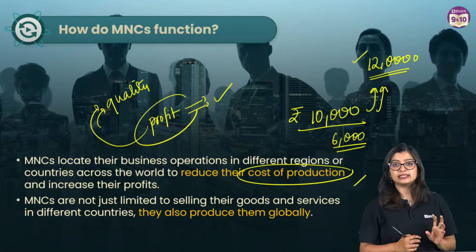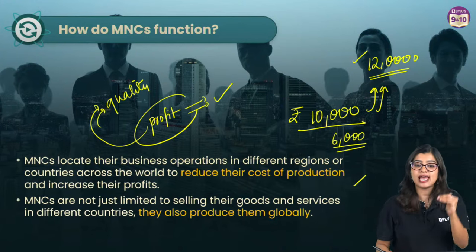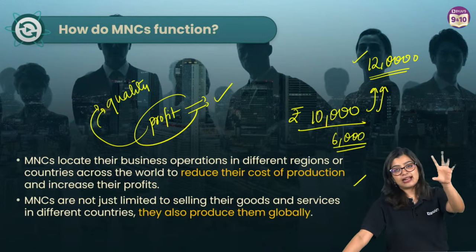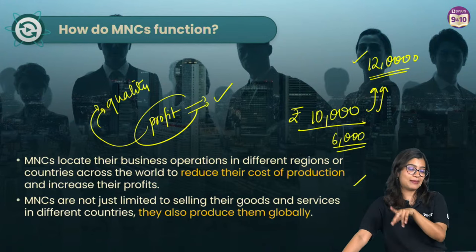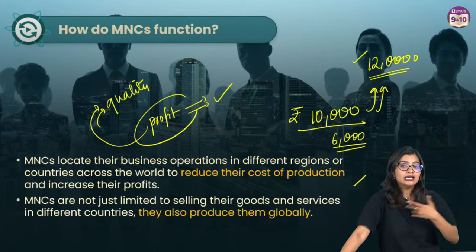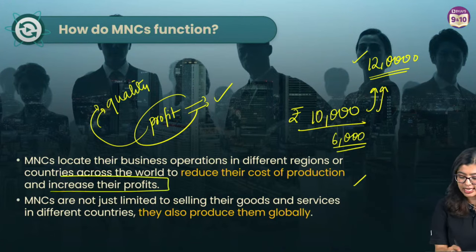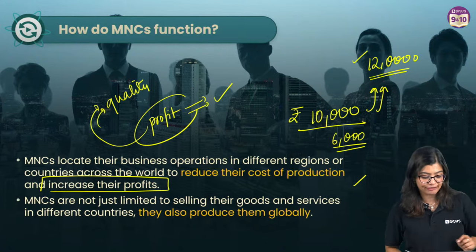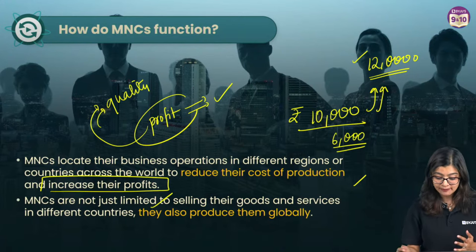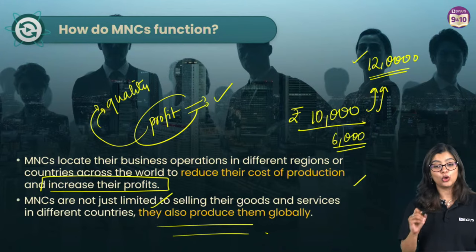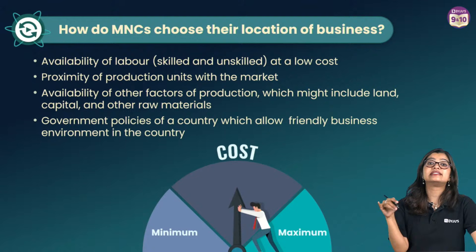So in the case of MNCs, they base themselves in different regions so that they can reduce their cost of production. See, in one place it costs 10,000 rupees to make it. But if in India I'm able to get it made for only 6,000 rupees, that is a profit for me, right? So thereby MNCs will focus on increasing their profit. And thereby we see that it is not just limited to selling their goods, but they also produce them globally, right? Very, very important.